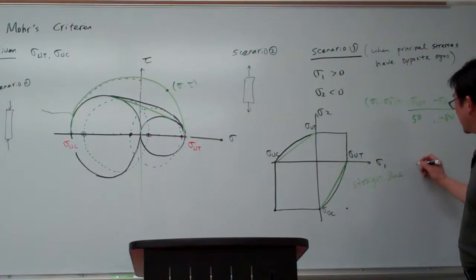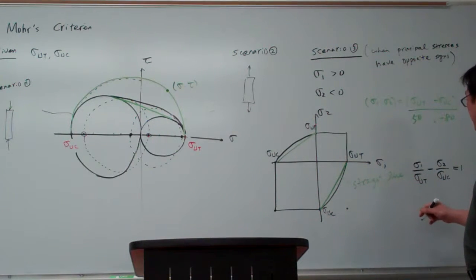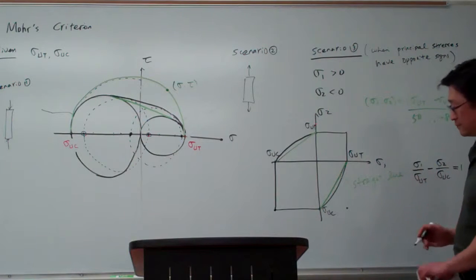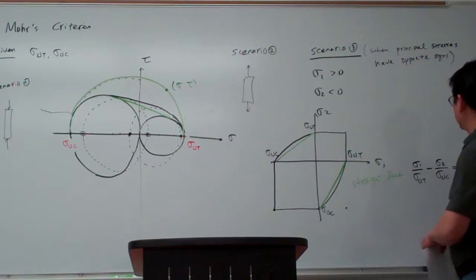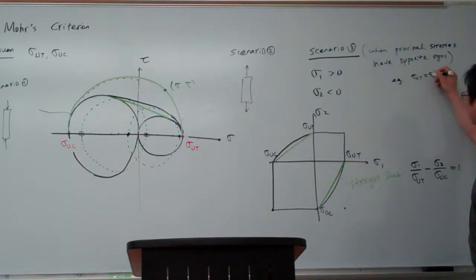For this straight line, the equation can be described by sigma 1 divided by sigma ut minus sigma 2 divided by sigma uc equal to 1. So you can use this criterion. For example, say we have sigma ut equal to 50 and sigma uc equal to 80. Now for any application, for example, let me make up numbers: sigma 1 equal to 40 and sigma 2 equal to 75. So we see what happens.